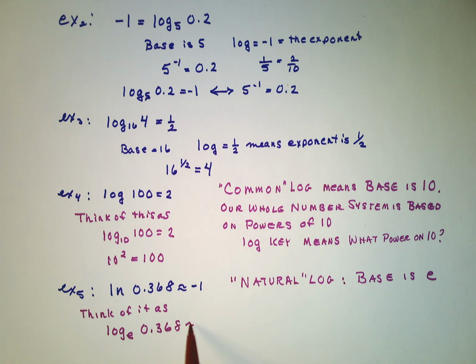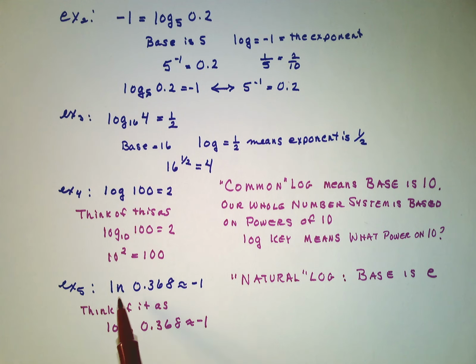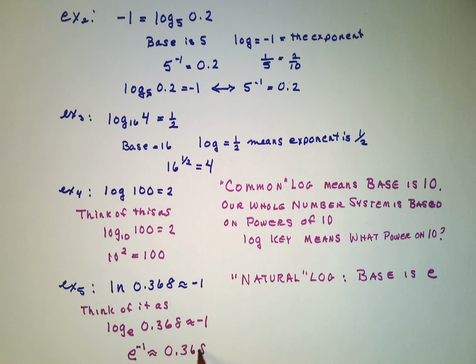0.368 is approximately equal to -1. But they really don't want you to write log base e. They want you to write ln. So the ln means the base is e, and this natural logarithm equals -1, so this is e to the -1 power, because the logarithm is the exponent. It's approximately equal to 0.368.